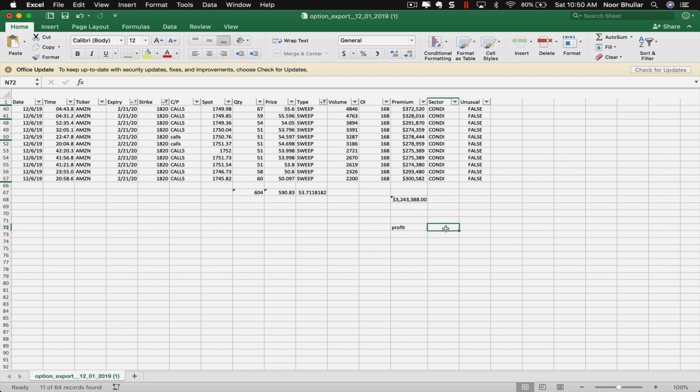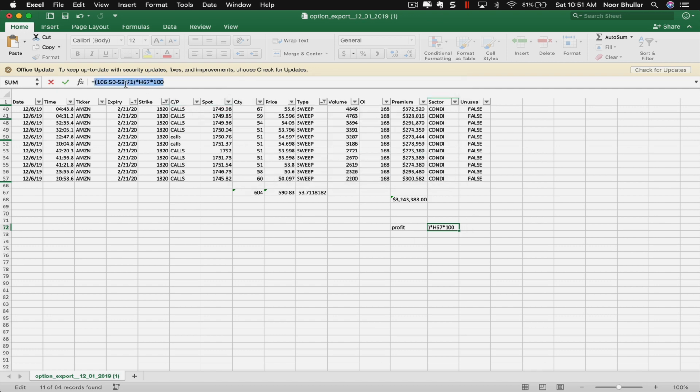So let's just get rid of this and we'll restart this again. So this is equal to 106.50, which is the current price, subtracted by 53.71, which is what they paid, multiplied by the total number of shares, which is 604 times 100, since each contract is 100.